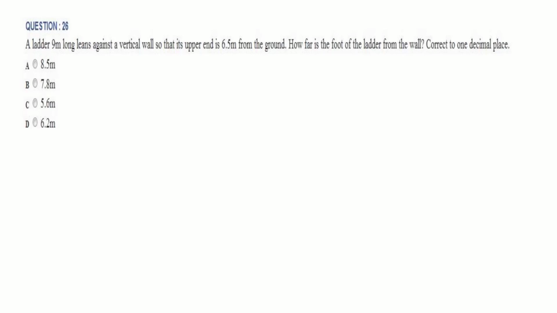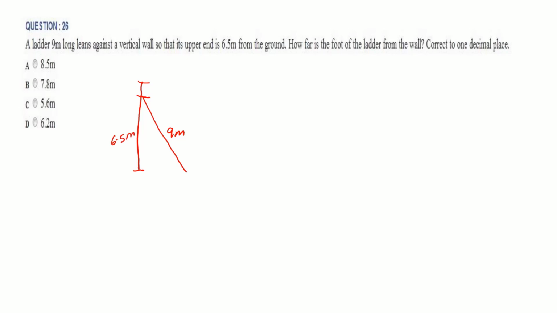The question says, a ladder 9 meters long leans against a vertical wall. So I'm going to make some illustration here. Let's make this our wall. This is a vertical wall. So this is our ladder in this case, which is 9 meters, leans against the vertical wall so that its upper end, so this is the upper end of the ladder, is 6.5 meters from the ground. That is 6.5 meters from the ground.